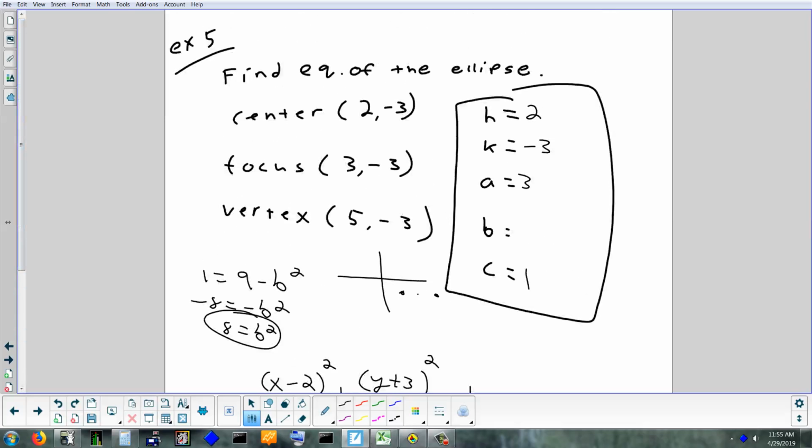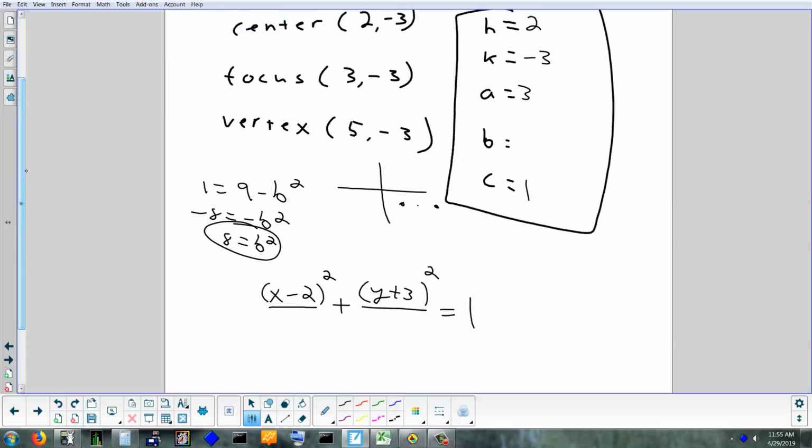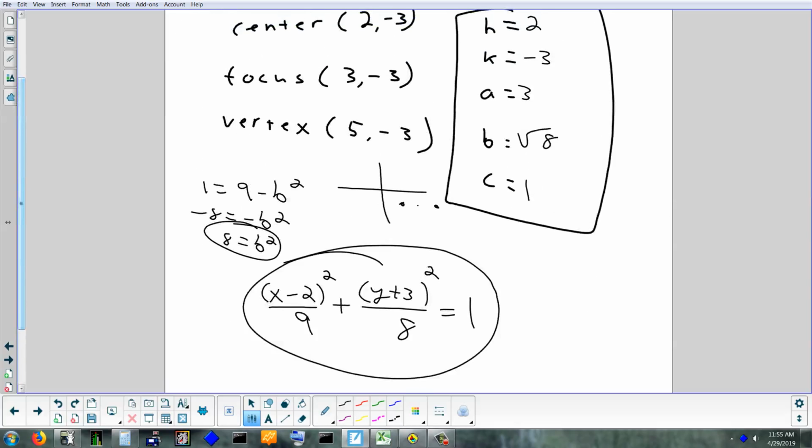Let's see. So how do those points line up? Horizontally. They line up horizontally. Which letter here means horizontal, x or y? X. Put the bigger number under x. So, what's going to go under x? Yep, 9. And what's going to go under y? 8. And there's the equation for your ellipse. So it's not like it's a 50-step process, but it does take a little bit of time to get to A, B, C, H, K. But once you have that, you're pretty good.